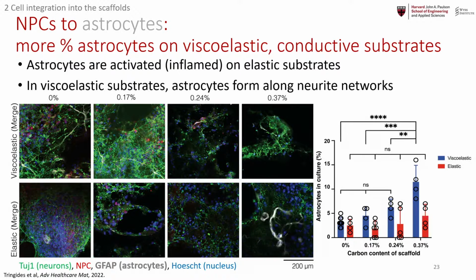extensions that form, if you look in the Z stack, underneath the neurites. So they're really having this supportive role. And then additionally, if we quantify the percent of astrocytes in our culture, we see that the viscoelastic substrates have more differentiated astrocytes, which again increase with scaffold conductivity.